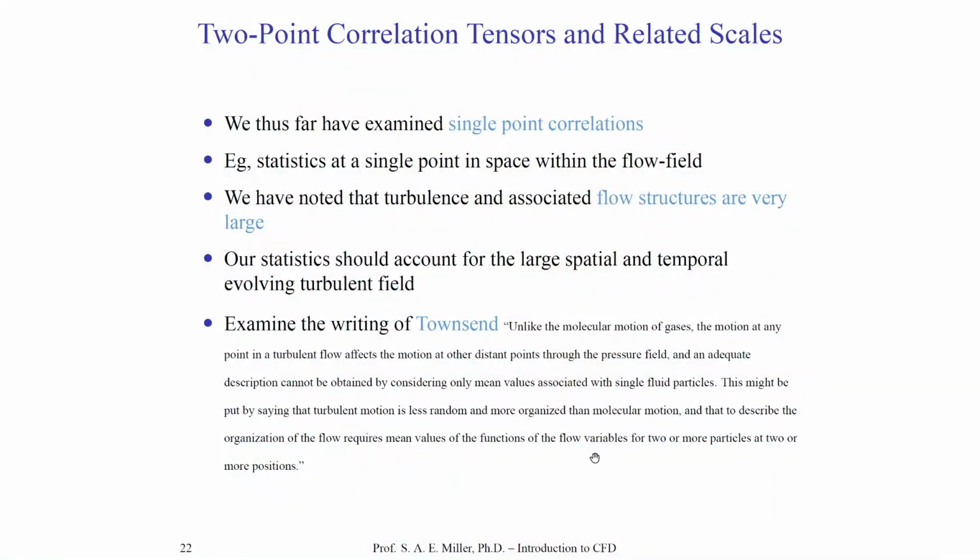And look at that last key statement here. Two or more particles at two or more positions to understand the organization of the flow. This is why we're going to start looking at statistics using the same operations and generalize them at two points in space and time. This will allow us to try and close our turbulence models. Let's try and do this through, of course, the terms that we've already developed in the context of our theory of Reynolds averaging and closure.